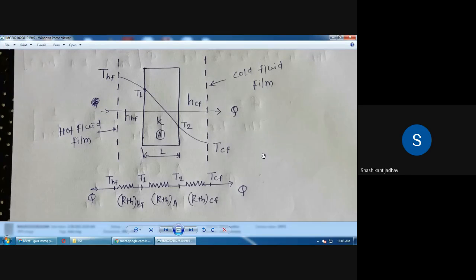Okay, we have to understand the resistance diagram. What is the temperature difference? What is the resistance? In the first layer, the fluid layer, there is a resistance because of the convection. So thermal resistance for the hot fluid. And at the right hand side, there is also resistance because of the convection, because of the cold fluid. And at the center, because of the conduction, that resistance arises, and that resistance is nothing but the thermal resistance for that layer A. Okay, so now can anyone tell me the equation for the convection?